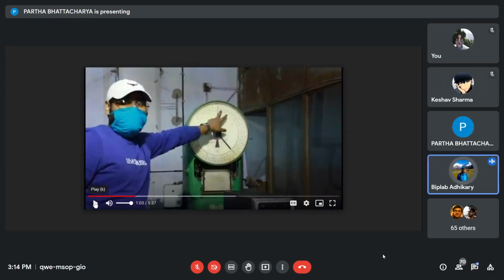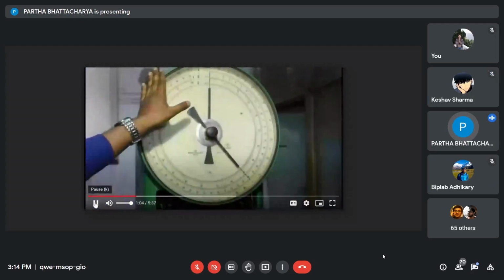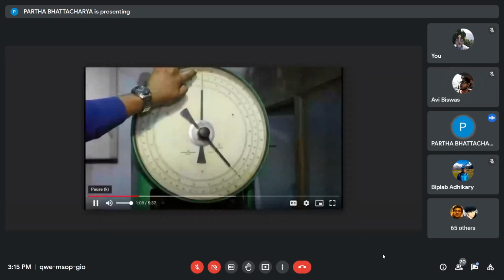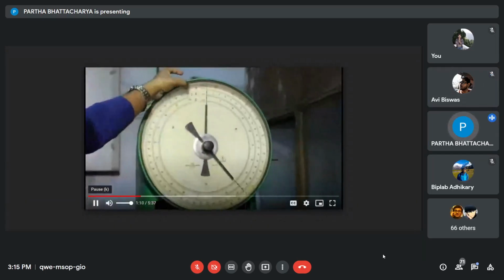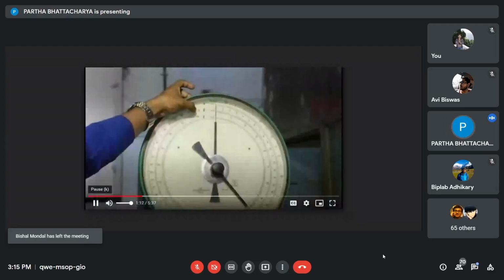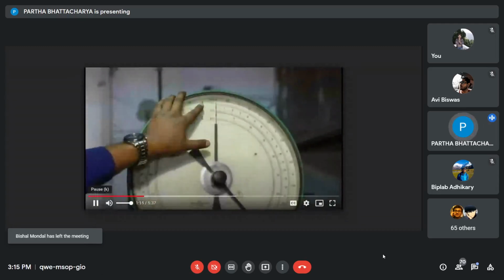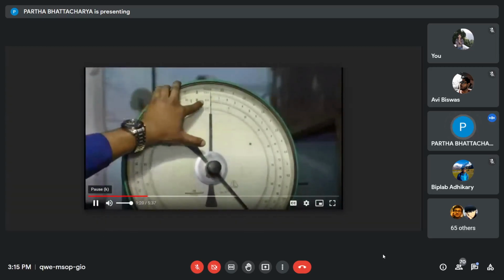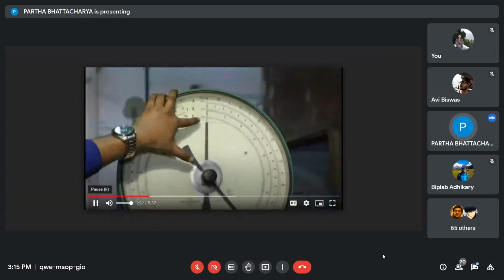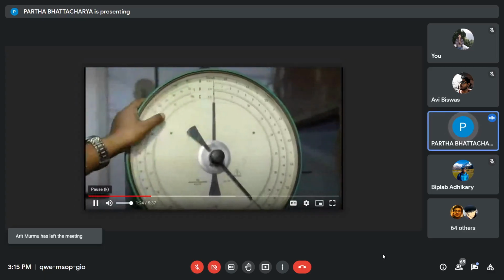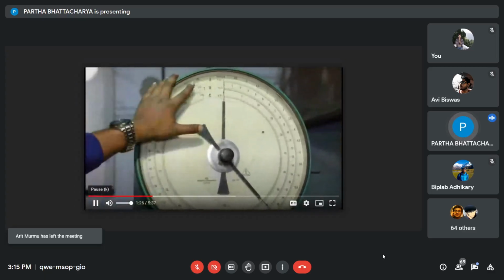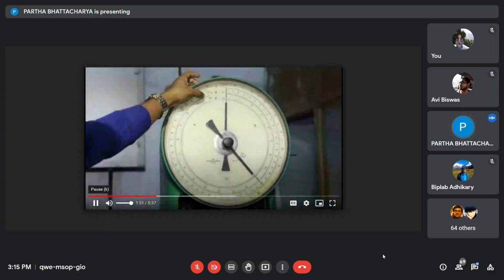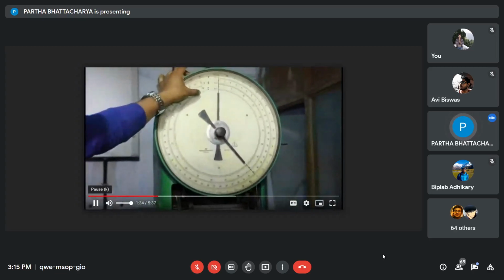So here you can see this is the load dial. You can see there are three types of scale: type A, type B and type C. The least count of type A is 0.05 torque. The least count of B is 0.1 torque and the least count of C is 0.1 torque. With the help of these scales, from scale A we can measure up to 20 torque, from scale B we can measure up to 50 torque, and from scale C we can measure up to 100 torque.